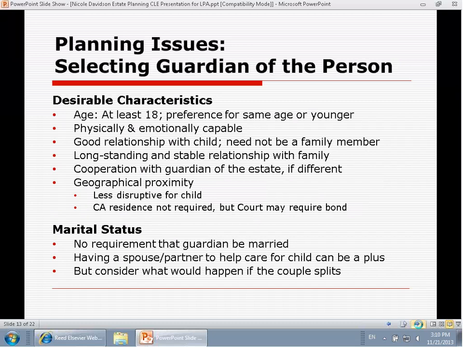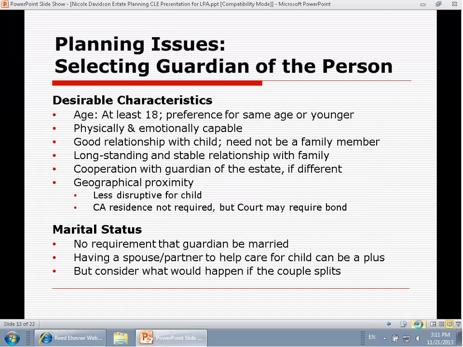Okay, selecting the guardian of the person. Probably the worst of all these to think about, but who could be a parent to your child, who would be willing to be like a parent to your child, who would take on that great task. So some desirable characteristics helps for discussions between spouses and partners to identify why they believe somebody is a good choice or a bad choice.